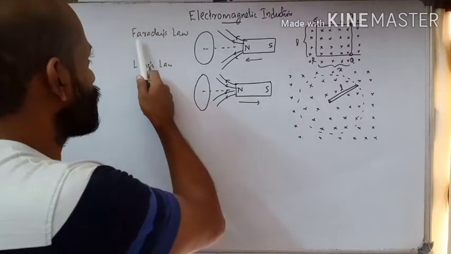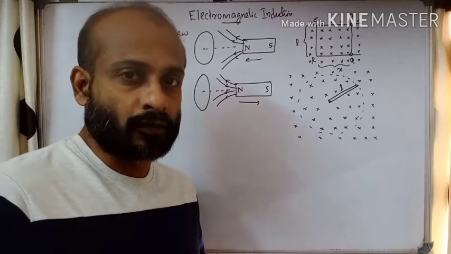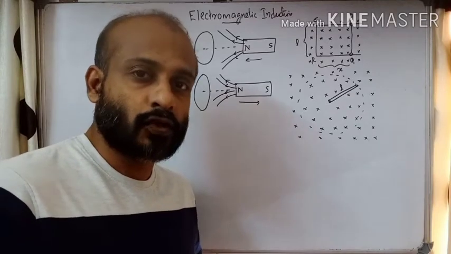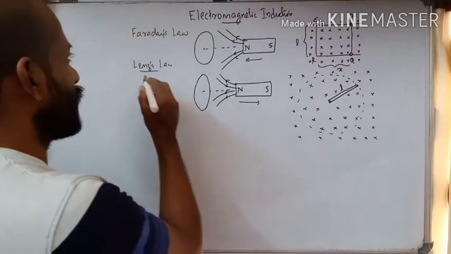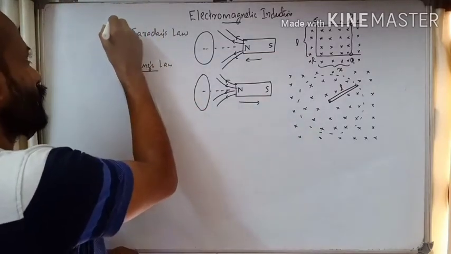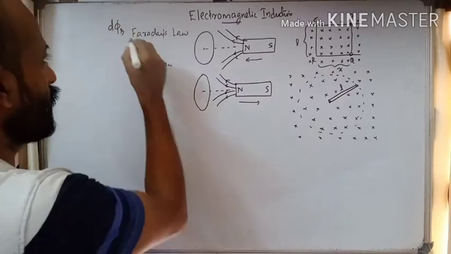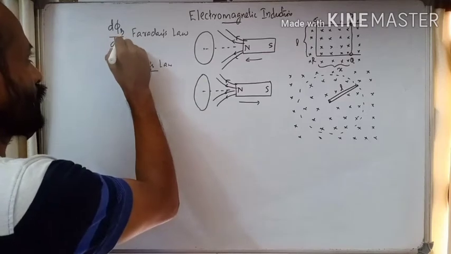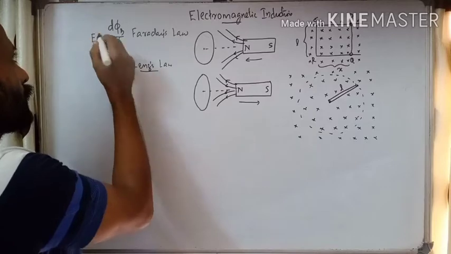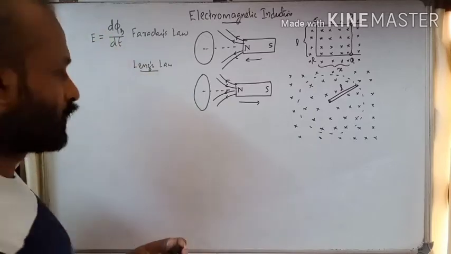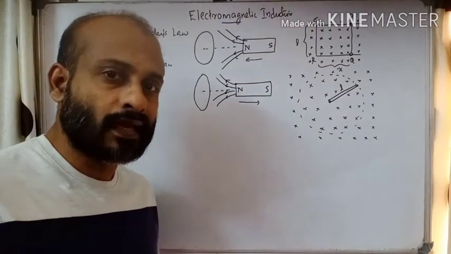Now we'll see what Faraday's law is. According to Faraday, the induced EMF is equal to the rate of change of magnetic flux. See, there is a change in magnetic flux. If d phi B is a change in magnetic flux, what is the rate of change of magnetic flux? It is d phi B by dt. This is the rate of change of magnetic flux. The induced EMF is directly proportional, or we can say it is equal, to the rate of change of magnetic flux, that is d phi by dt.